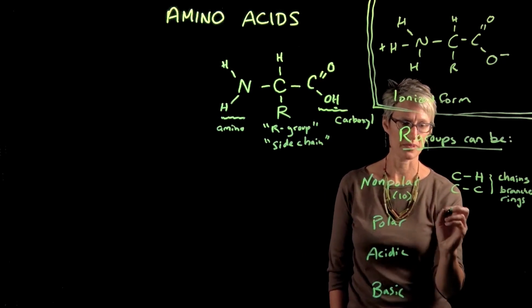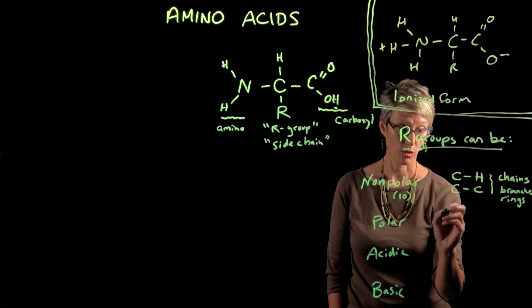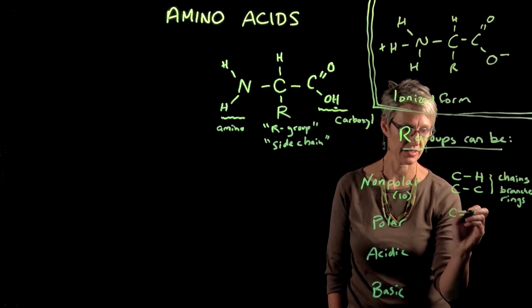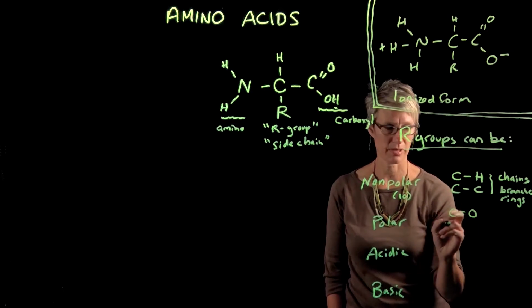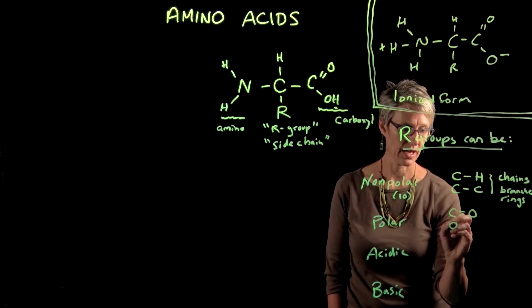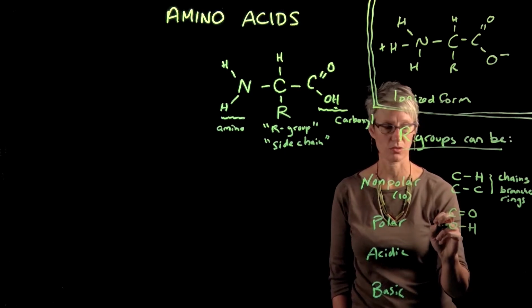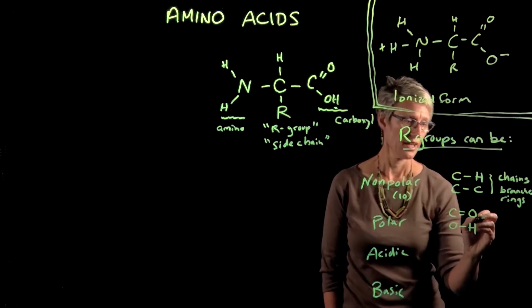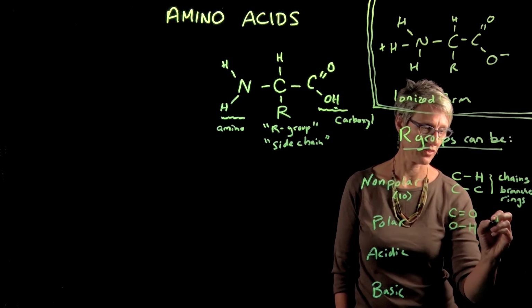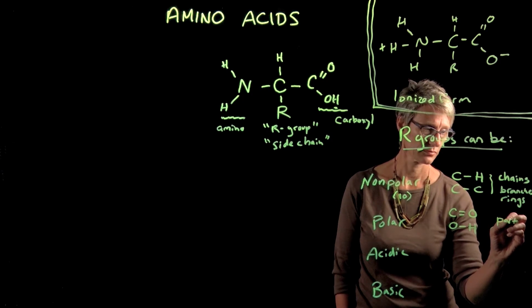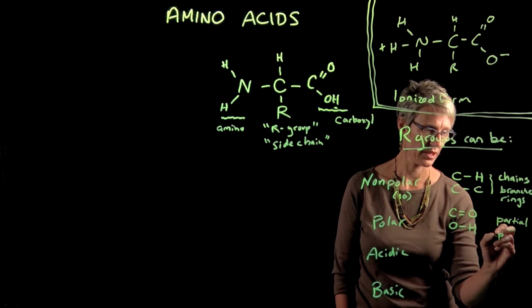Polar R groups tend to have polar bonds in them. So they tend to have things like carbon-oxygen bonds or oxygen-hydrogen bonds. So either carbonyl groups or hydroxyl groups in there. And they have partial charges, so either a partial negative or a partial positive.